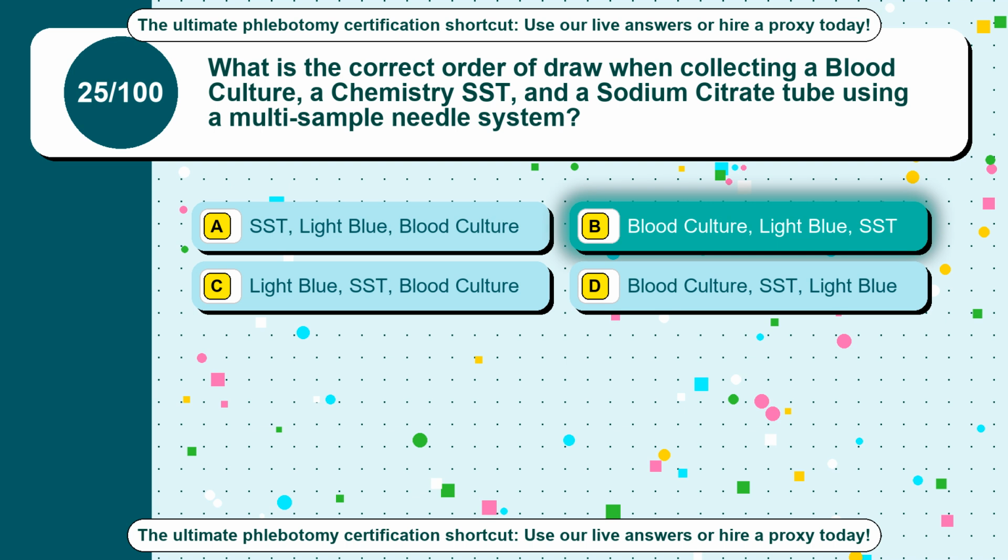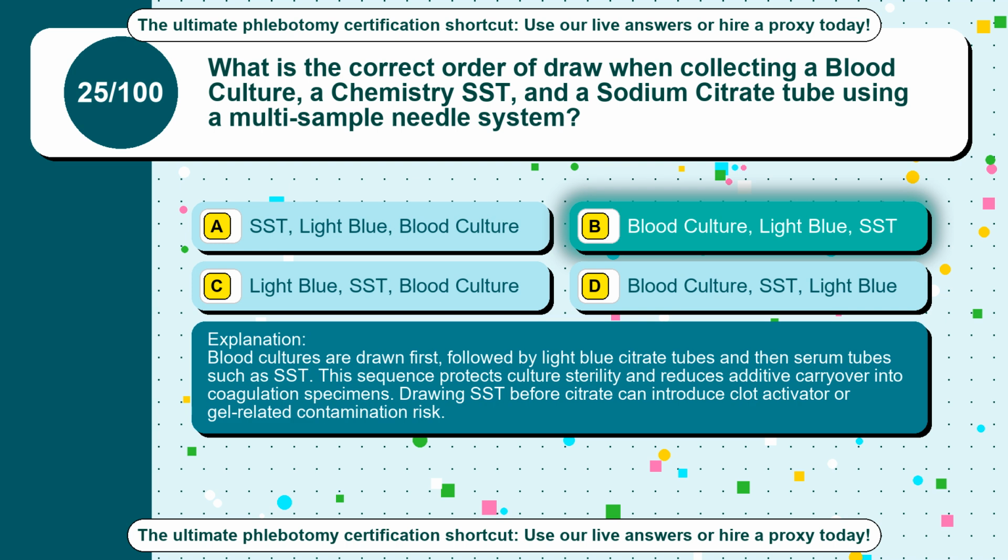The correct answer is option B, blood culture, light blue, SST. Blood cultures are drawn first, followed by light blue citrate tubes and then serum tubes such as SST. This sequence protects culture sterility and reduces additive carryover into coagulation specimens. Drawing SST before citrate can introduce clot activator or gel-related contamination risk.